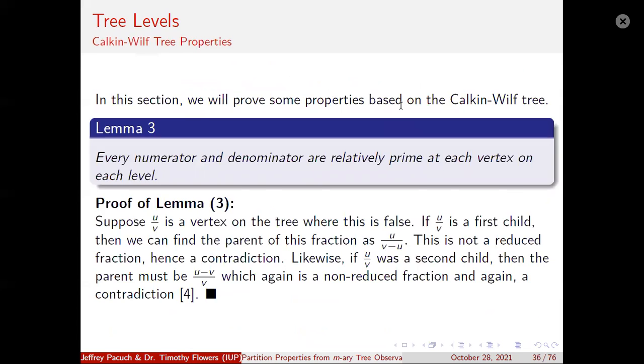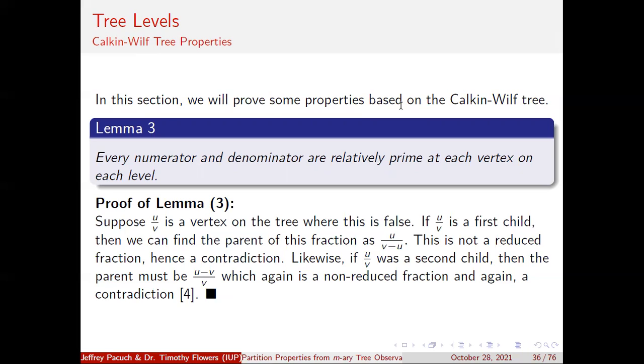So this leads us into the following, this picture, I bumped the click button. So let's lead into the following few lemmas that they proved using their idea. So they claim that every numerator and denominator are relatively prime at each vertex on each level. So how do they prove this? Well, they prove this by contradiction. And to prove this by contradiction, they say, let's start with some fraction u over v, where it's on the tree.